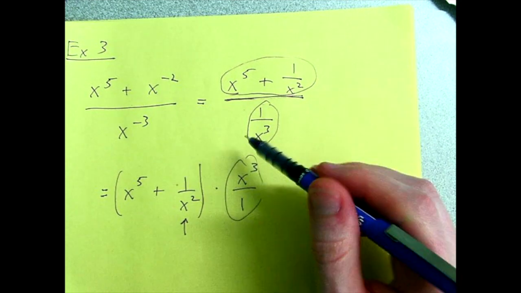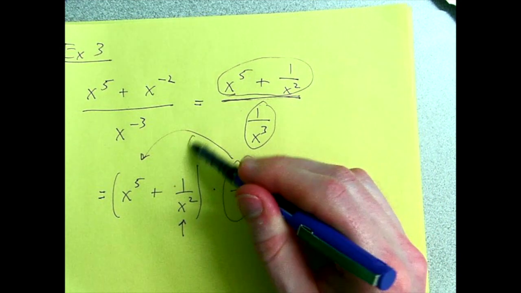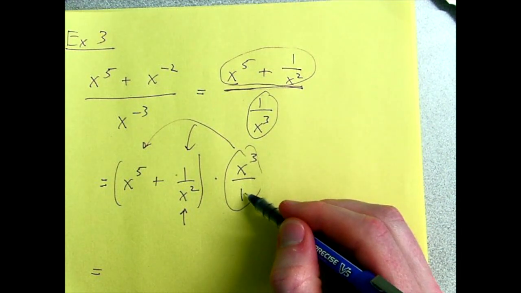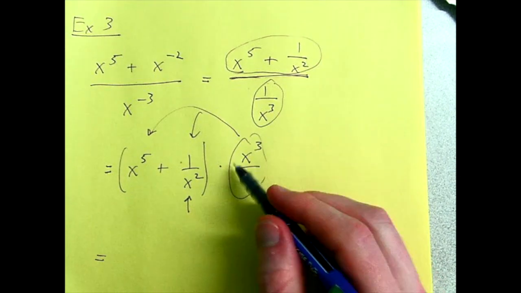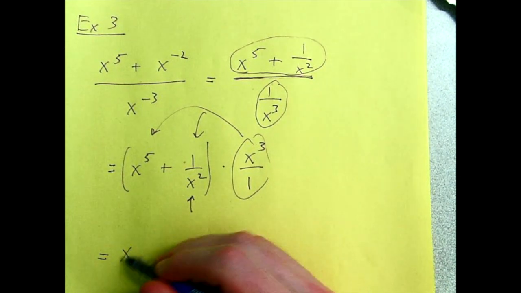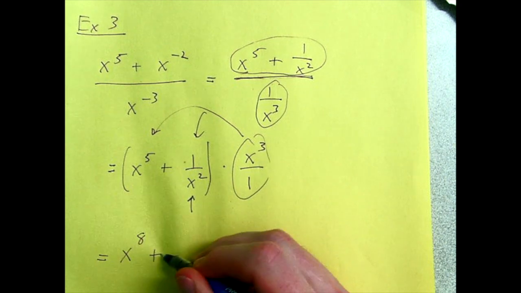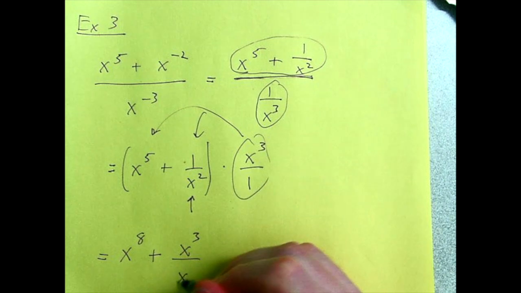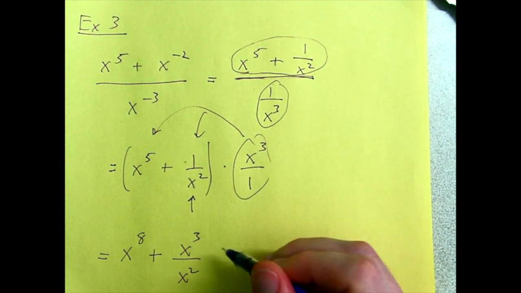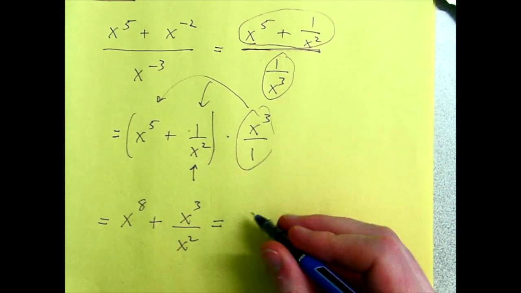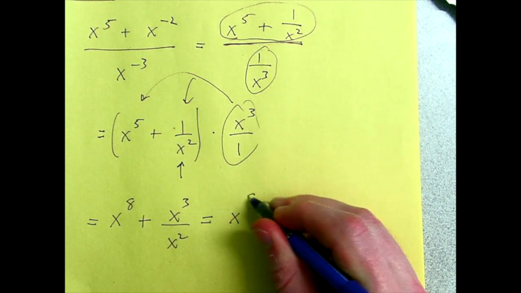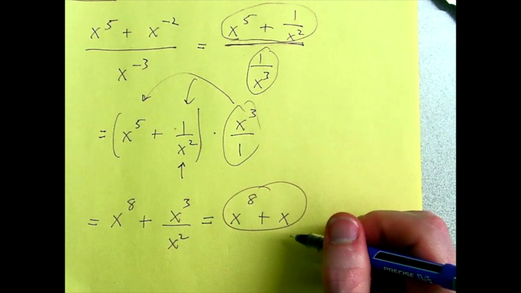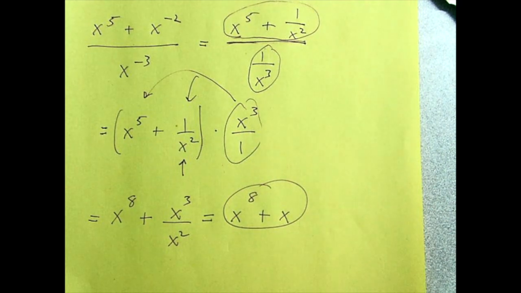Now it's pretty simple. I just have to distribute this thing. So what do I get? x to the third over 1 is obviously just x to the third. So x to the third times x to the fifth, we add the exponents, so that's x to the eighth, plus. And then when you multiply this thing against this thing, you have x to the third over x squared, right? But of course, x to the third over x squared, you can cancel two of the x's and be left with x to the 1, or just plain old x. So that is simplified. Okay.